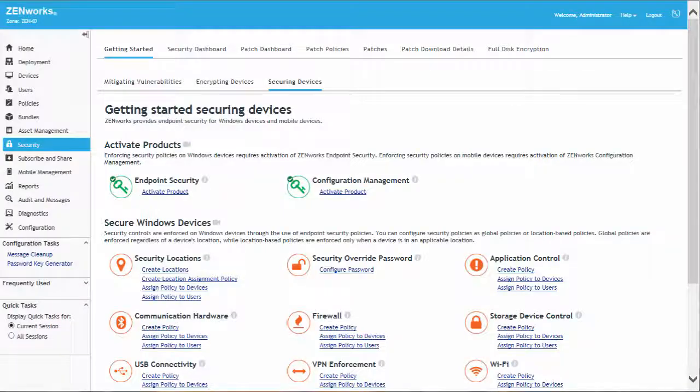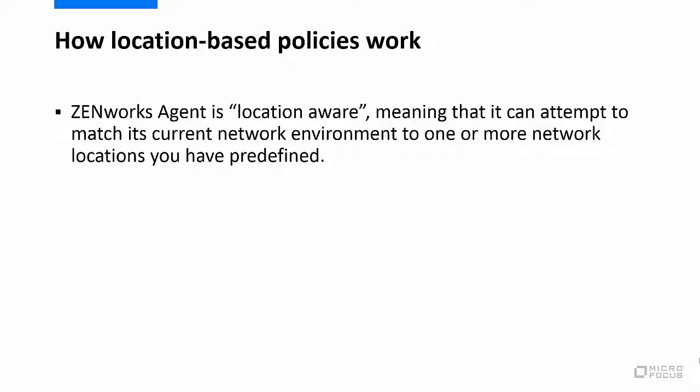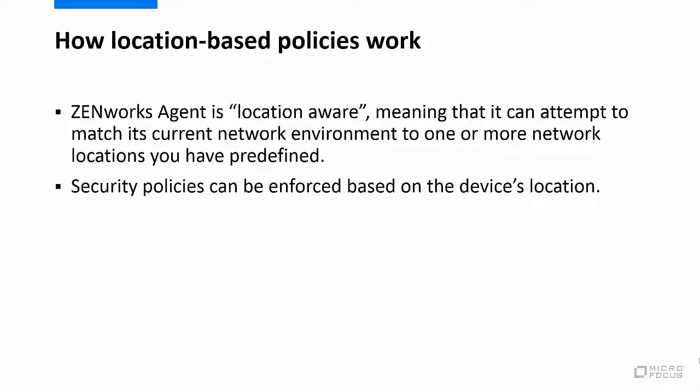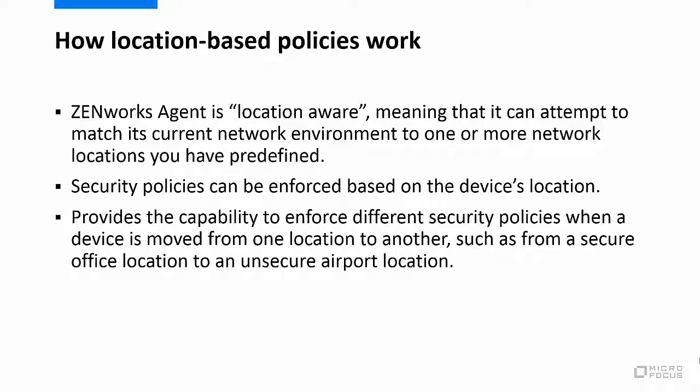The other quick link options in the Secure Windows Devices section provide options for creating and assigning 8 different security policies. Each of these 8 security policies can be a global policy, meaning that it is applied to a device regardless of its network location. However, one of the powerful features of security policies is that they can be location-based rather than global. The quick link options let you define network locations and assign security policies and devices to them. If a device's network environment matches one of the predefined network locations assigned to it, that location's security policies are applied to the device.